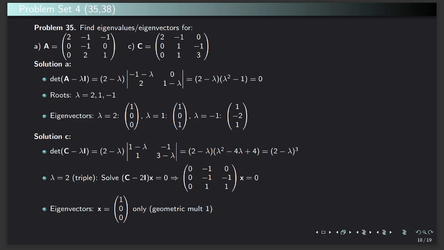For matrix C, the characteristic equation yields the single eigenvalue lambda equals 2 with an algebraic multiplicity of 3. Sorry, I keep switching eigenvalue and eigenvector. However, when we solve for the eigenvectors, we find that the null space of C minus 2I is only one-dimensional. So the matrix has only one independent eigenvector, and therefore it is not diagonalizable.